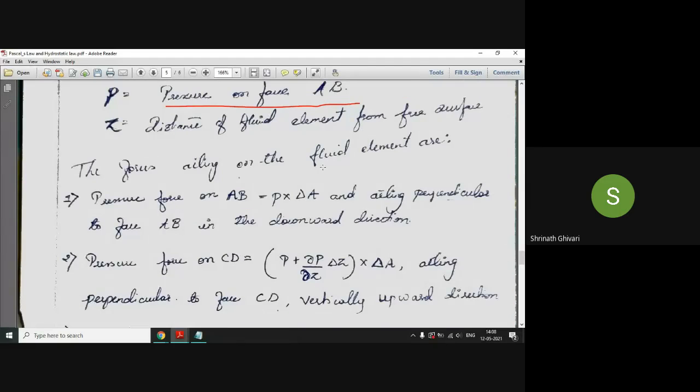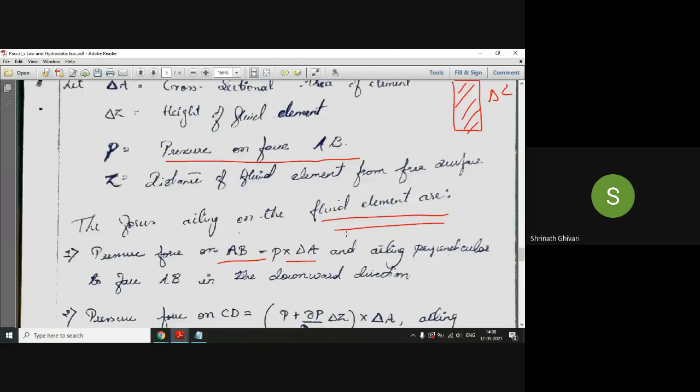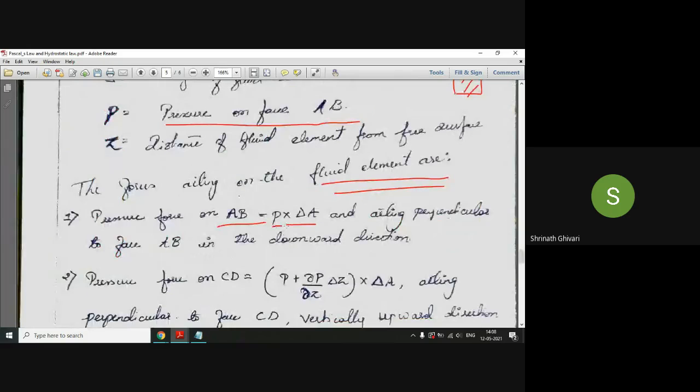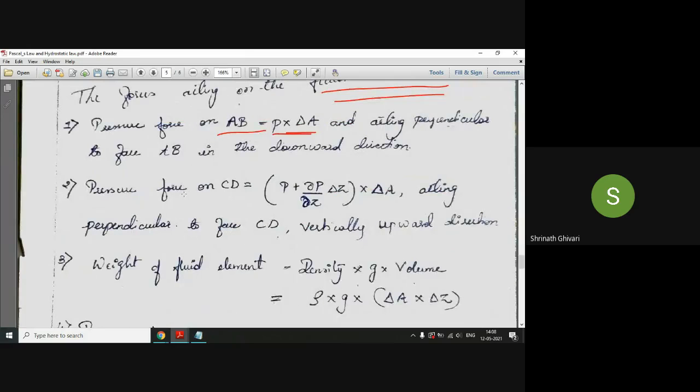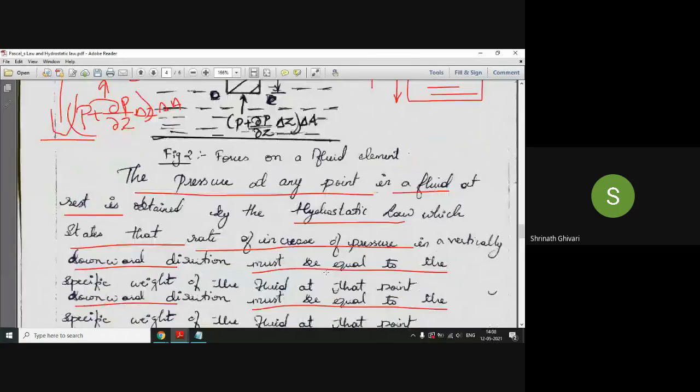What are the forces acting on that fluid element, which is there in the fluid? There are 4 forces. One is the pressure force acting on the face AB, P into delta A, which acts perpendicular to the face AB in the downward direction. The pressure force on face CD will be P plus dou P by dou Z into delta Z into delta A, acting perpendicular to the face CD.